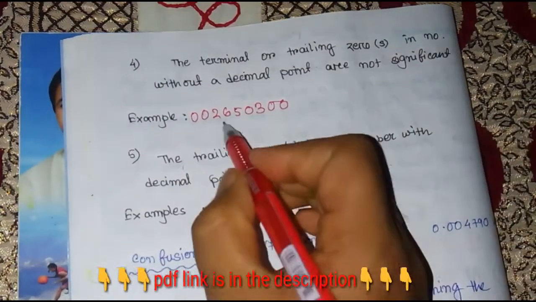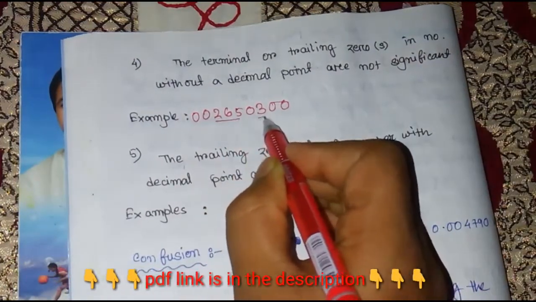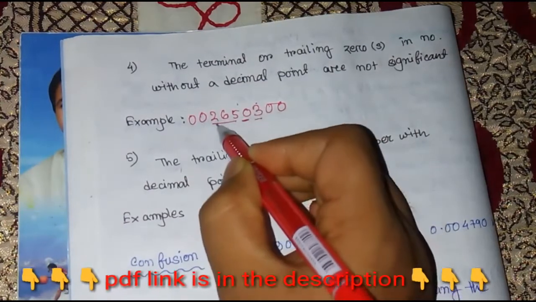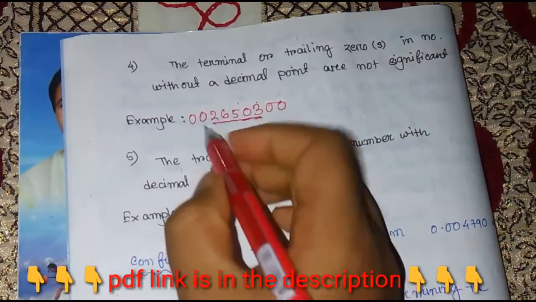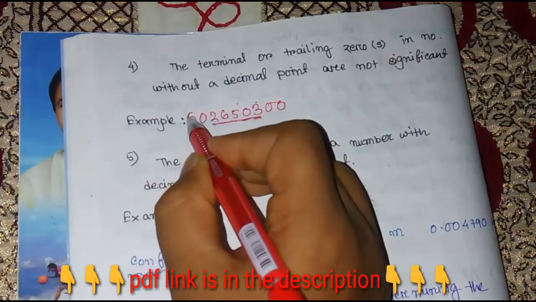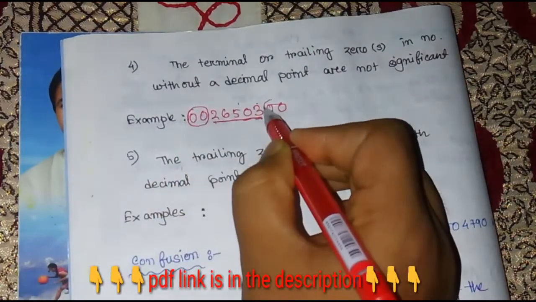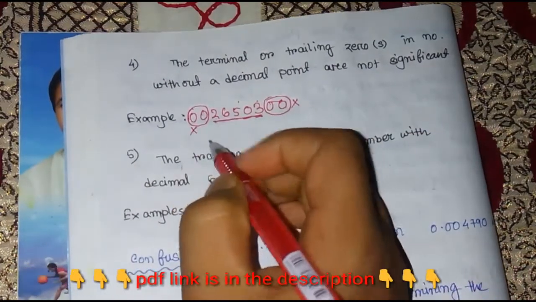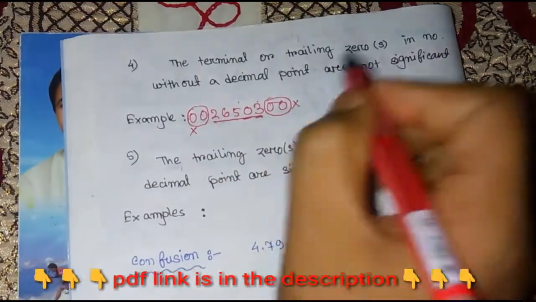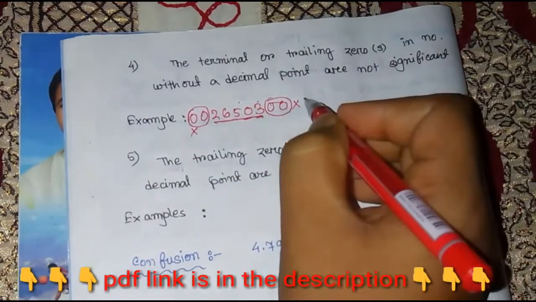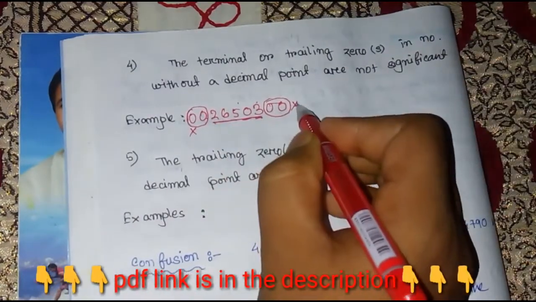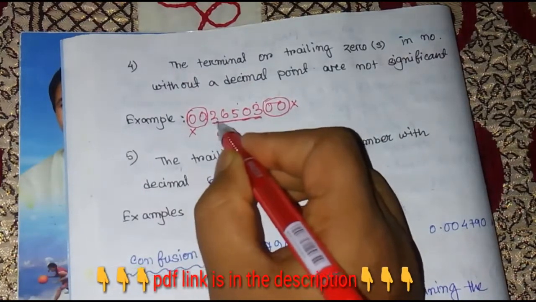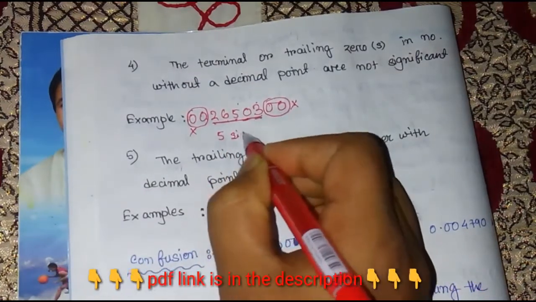So here you can see we know that non-zero terms are significant and the zero which is in between two non-zero terms is also significant. So these are all significant. But the terminal zeros and the trailing zeros are not significant if there is no decimal point. So the number of significant digits is 5: 1, 2, 3, 4, 5. Okay.